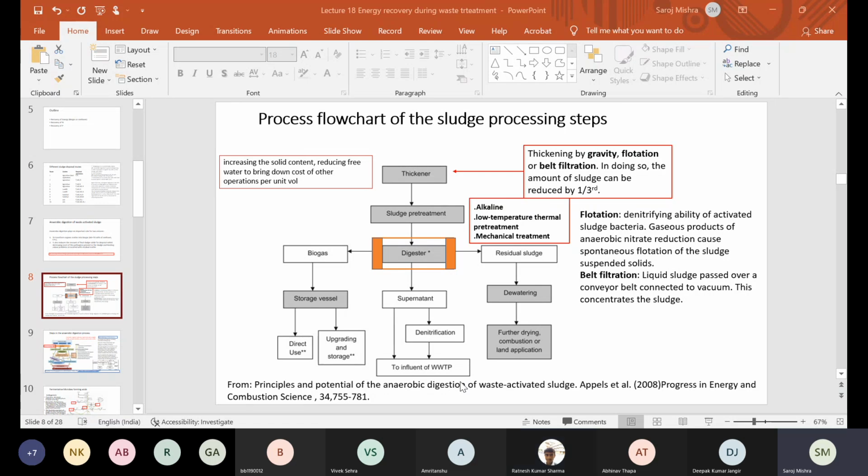Absolutely. When we go through finally, I will also give you the examples where anaerobic digestion is already integrated into the wastewater treatment plants.